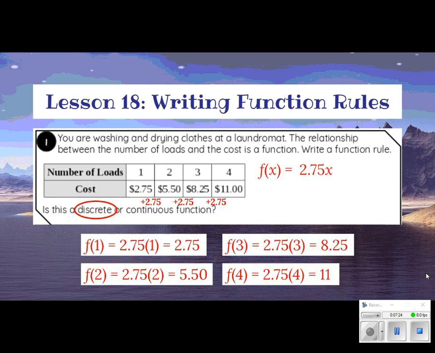Now, these are things that you can plug into the calculator. And if you don't know how to access your TI-84 graphing calculator on your Chromebook, you need to contact me so I can walk you through it. You do have a graphing calculator like the ones I've been showing you in the lessons. All right, so we have written our function rule. We've checked to make sure that it models our table, and we know that it is also a discrete function. So we're done.